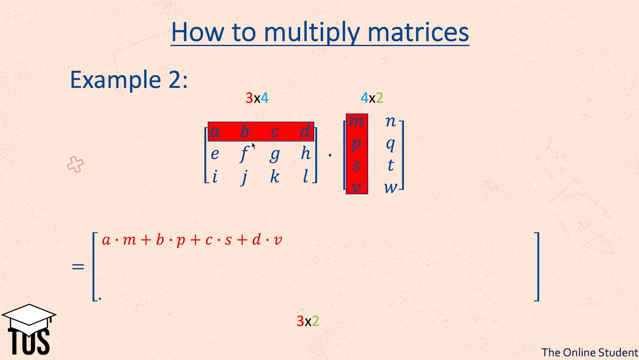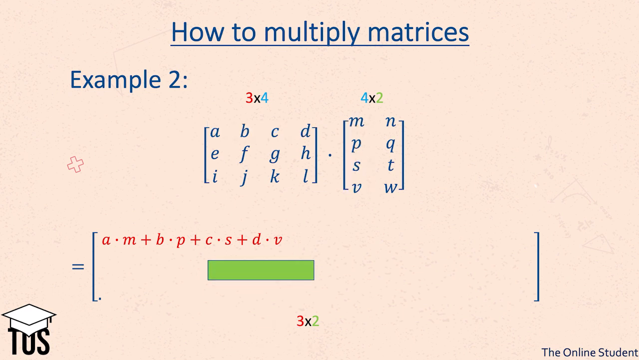Now, where in the resulting matrix does this element go? Well, we have taken the first row of the first matrix and the first column of the second matrix. So, in the resulting matrix, the corresponding element will be on the first row and the first column, so in the upper left corner. Now, we are going to take a look at another combination of rows and columns of these matrices that we are going to multiply.